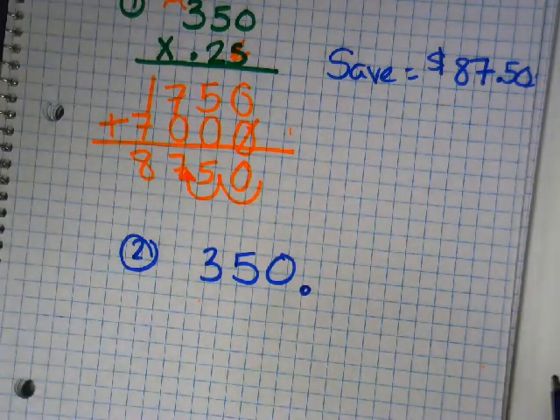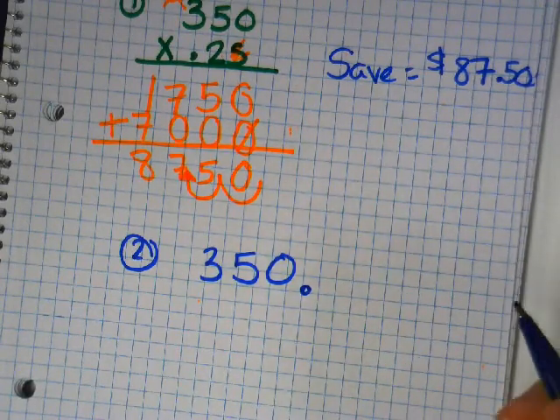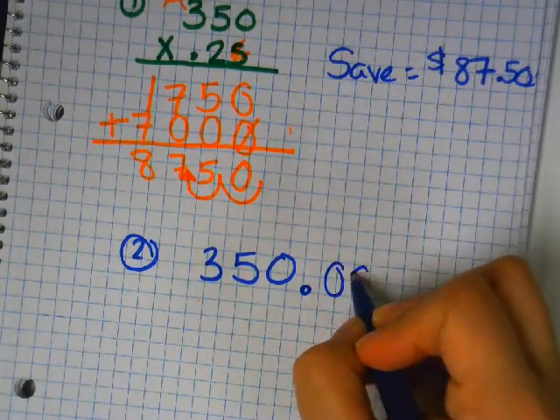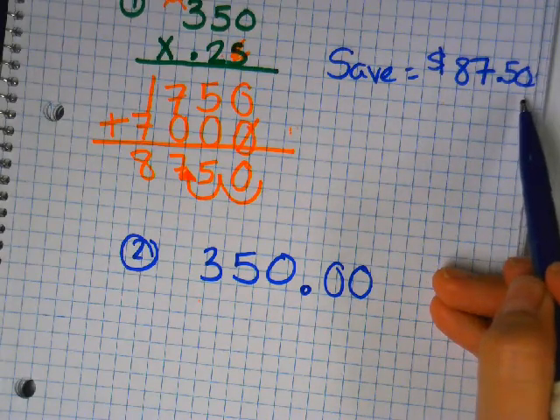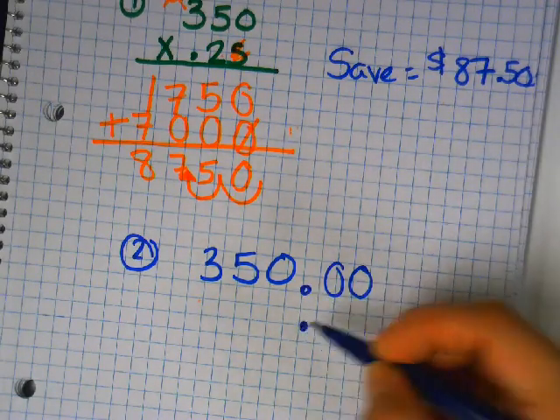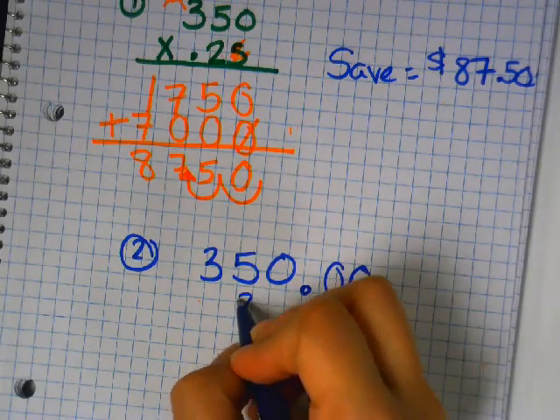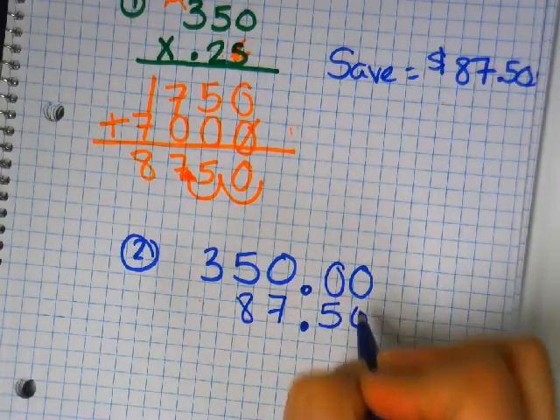Always in the back. What should I add after the decimal? Zeros. Let's put 2 zeros because it's money, right? Now, 8750. I have to make sure I line up my decimals. We're going slow because I got to make sure you remember all of this or learn this.